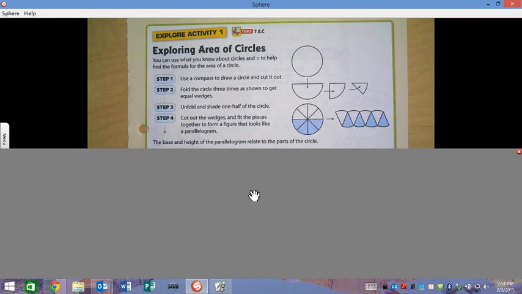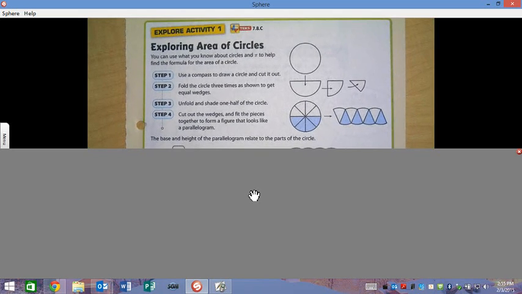First thing you're going to do is use a compass and draw a circle and cut it out. Fold the circle 3 times as shown to get equal wedges. Unfold and shade one half of the circle. Then cut out the wedges and fit the pieces together to form a figure that looks like a parallelogram. The base and height of the parallelogram relate to the parts of the circle. Now, I do not have any compasses for you to draw circles. However, over on the table, there will be some circular objects that you can use as circles to cut out, along with some small pieces of paper that you can use.